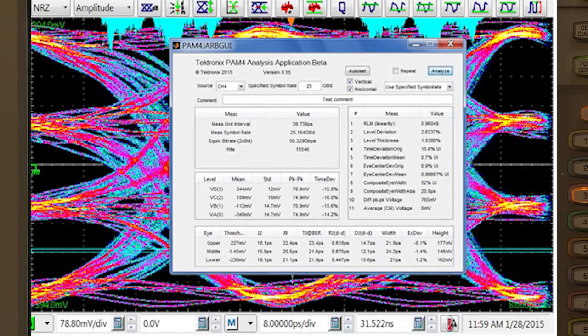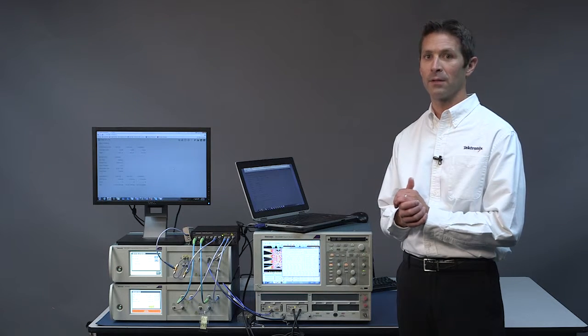You can see the JARB analysis screen has 4 major subsections. First, data and signal rate. Second, voltage level measurements on each of the PAM4 signal levels. Third, eye diagram measurements on each of the 3 PAM4 eye diagrams, including jitter decomposition and eye height and eye width. And finally, fourth, PAM4 measurements taken holistically on the entire PAM4 signal to measure such metrics as overall linearity, level thickness, and composite eye width of the PAM4 signal.